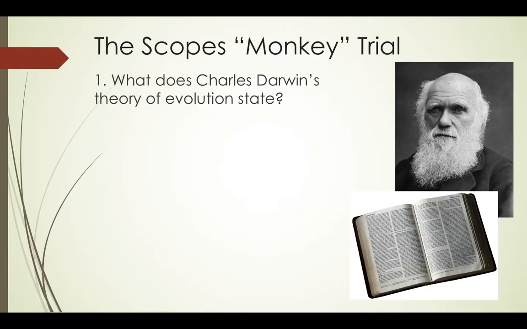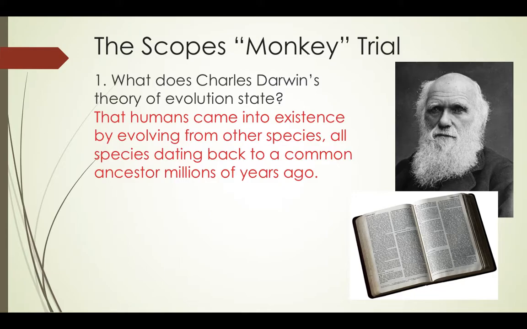Okay, so first off, Charles Darwin's theory of evolution. Back in the 1800s, during Queen Victoria's time as Queen of England, Charles Darwin was a scientist who came up with this theory that got a lot of people thinking. And it was the theory that humans came into existence by evolving from other species.